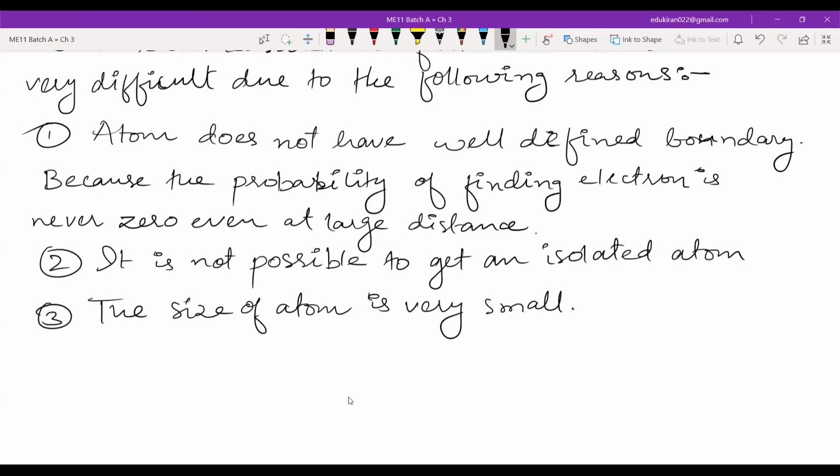If something has a very small size, measuring the radius of that particular atom is very difficult practically. Speaking about practicality, as the size of an atom is very small, the measurement is very difficult. Now, what is the solution? Because we cannot get an isolated atom, what we can do is estimate the size of an atom by knowing the distance between the atoms in the combined state.